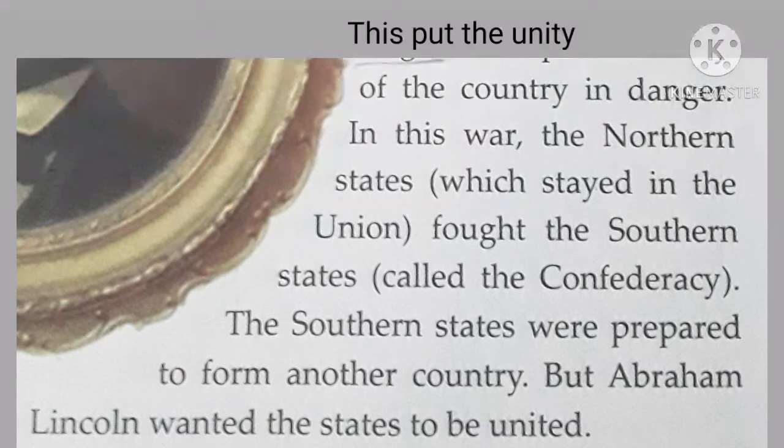The southern states were against abolition of slavery. They did not want to abolish slavery. They wanted it to be in the United States of America, and therefore they left the Union, whereas northern states wanted to finish slavery, just like Lincoln.